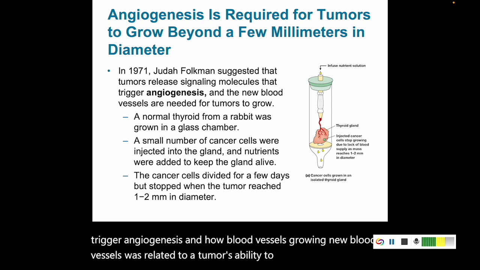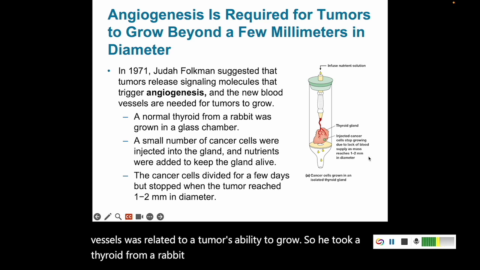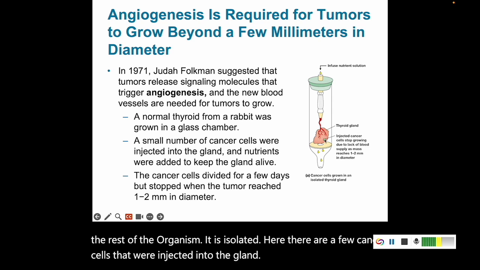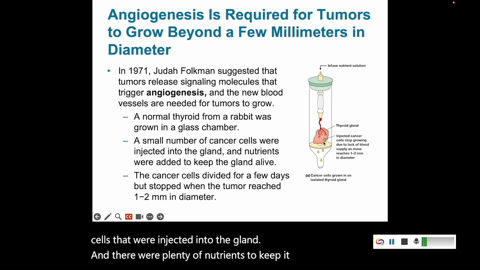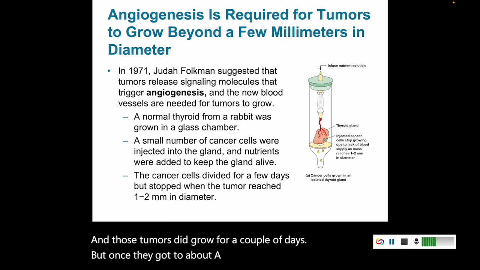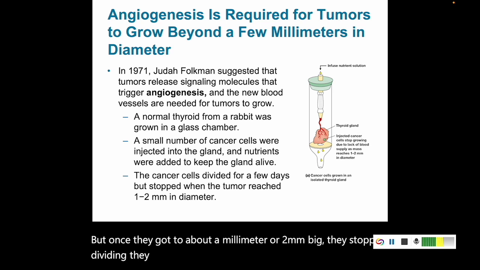So he took a thyroid from a rabbit and grew it in a glass chamber away from the rest of the organism. It is isolated here. There are a few cancer cells that were injected into the gland, and there were plenty of nutrients to keep it alive. And those tumors did grow for a couple of days. But once they got to about 1 millimeter or 2 millimeters big, they stopped dividing. They didn't have those blood vessels growing into them, and they were not able to keep growing.